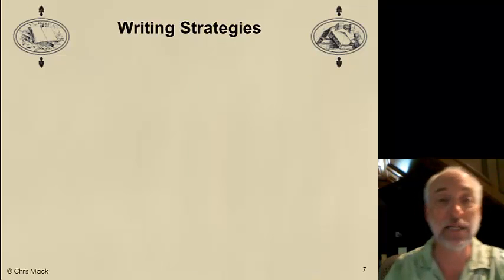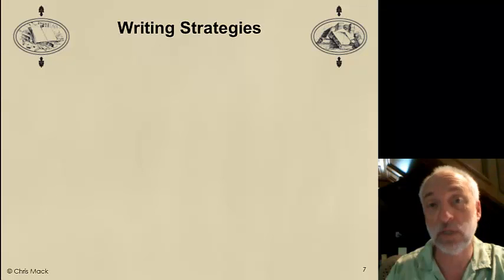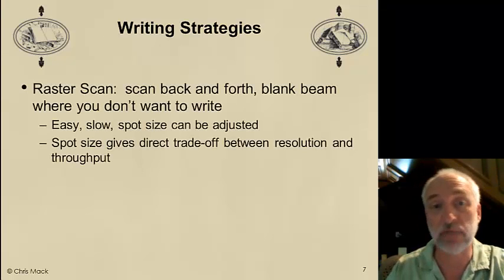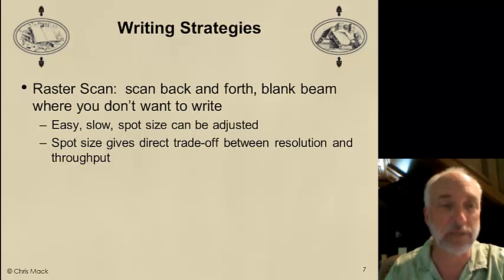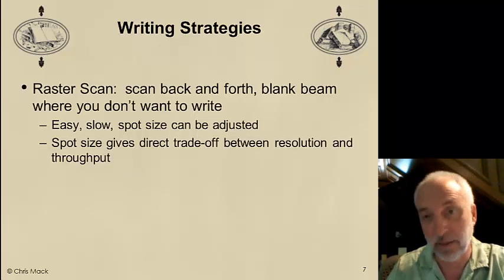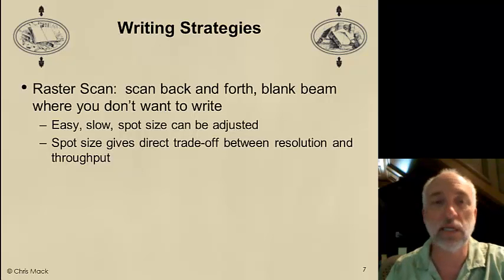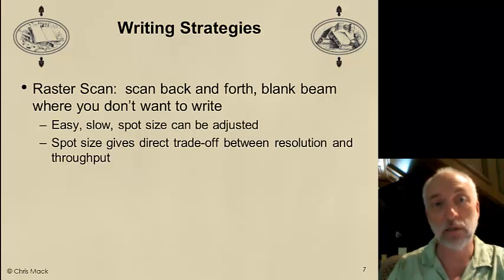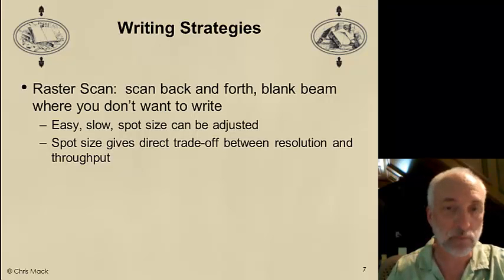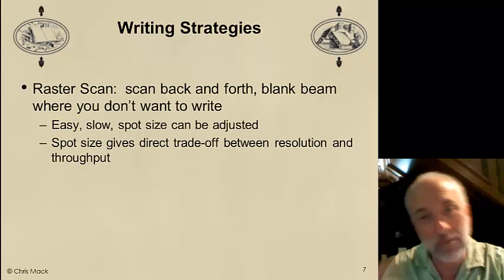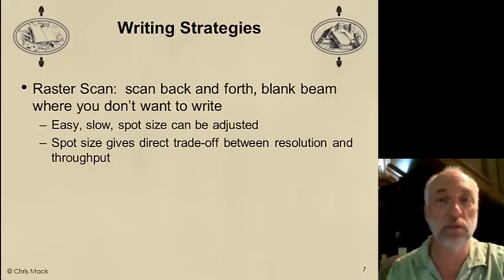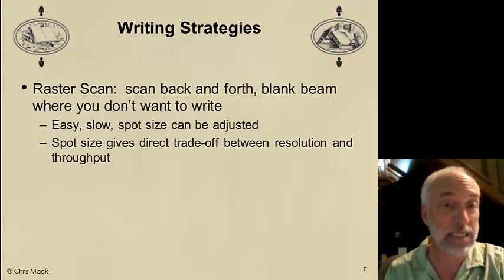The next thing we need to think about is how we're going to write. What is our writing strategy? And the strategy does depend on the beam shape. For example, we might have a spot. If we have a spot of electrons hitting the substrate, the easiest way to write a pattern is with a raster scan. We simply scan the beam back and forth and have a beam blanker that turns the beam on and off where we want it to write and where we don't want it to write. This is a fairly easy technique.